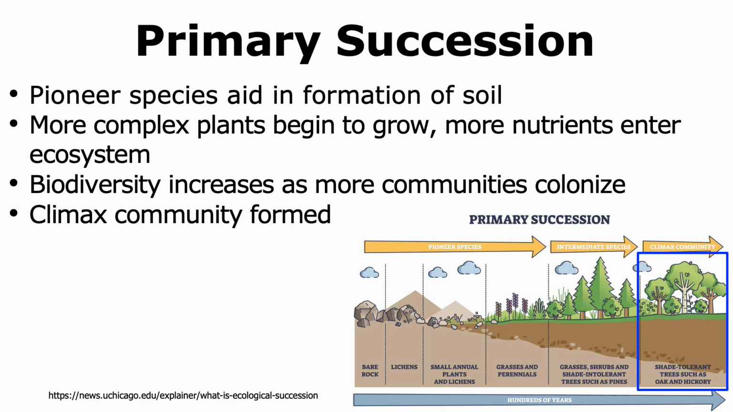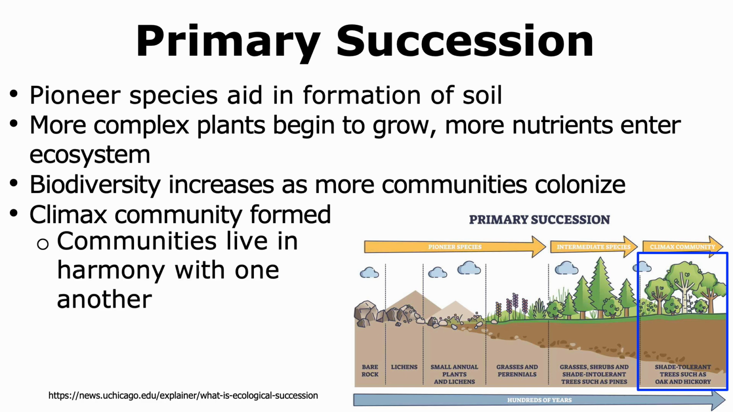Ultimately, a climax community is formed. In a climax community, the communities live in harmony with one another. An example of a climax community is a forest, which has mature trees and different life forms that depend on that ecosystem. In a climax community, all the communities are at equilibrium with one another, and there isn't much change that happens in the communities.